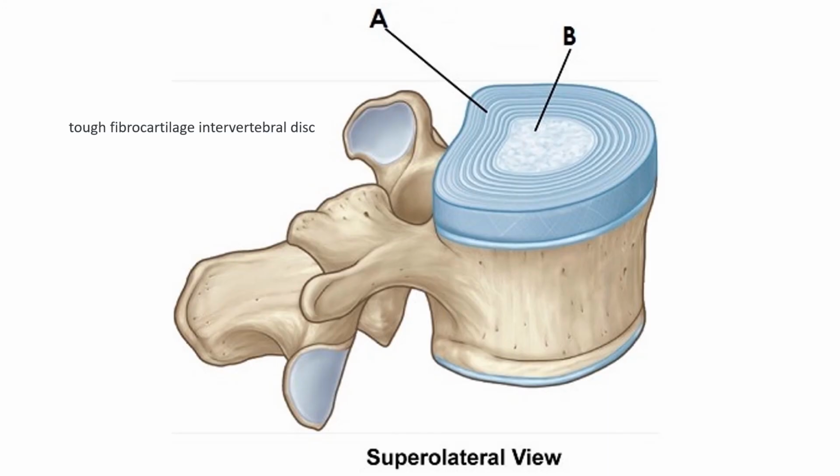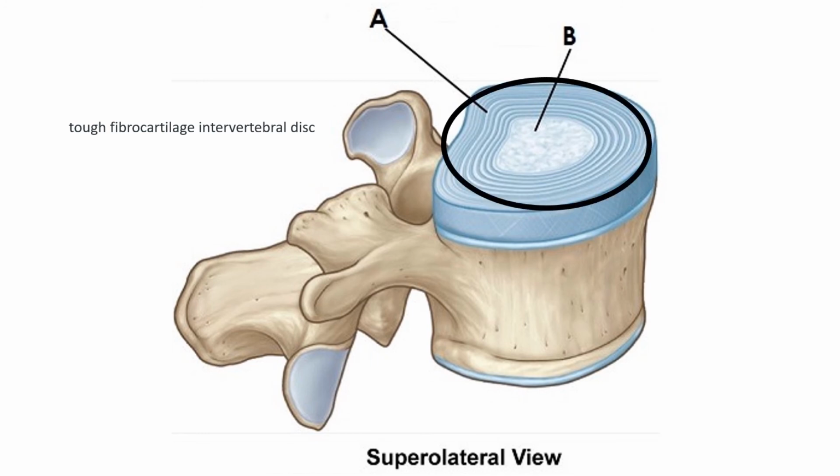Vertebrae, as they are arranged one below the other, they articulate through articular processes, usually 2 superior and 2 inferior. But the question is, are the bodies of vertebrae connected together? The answer is yes. They are connected together by what is called intervertebral disc.